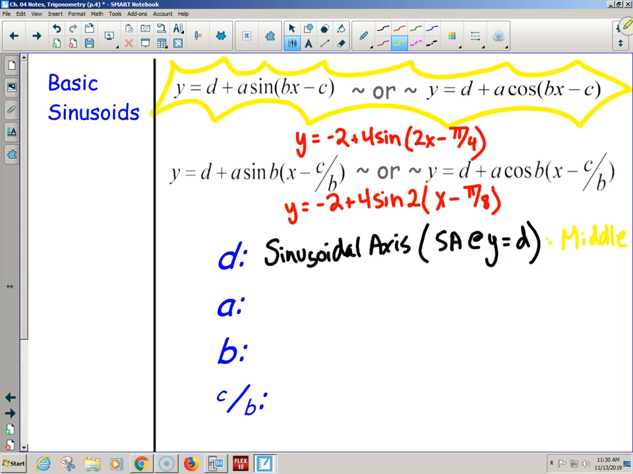The middle line, right? We were finding the sinusoidal axis. Where did it shift? Is it still on the x, or did it go up, or did it go down? Where is this oscillating around? A Ferris wheel wouldn't be on the ground. The middle of the wheel is not on the ground, or that's a weird Ferris wheel. You're like going underground.